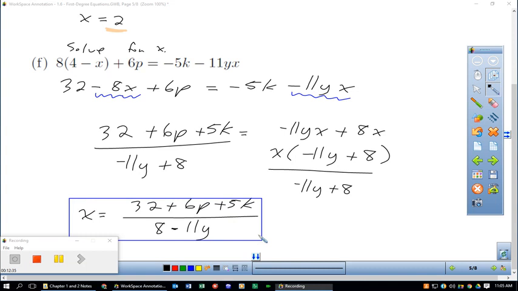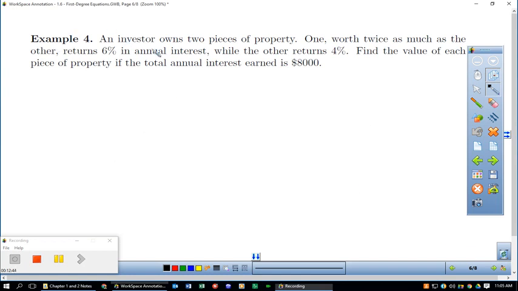Now we have a couple of word problems to look at, and then this section will be finished. Example 4. An investor owns two pieces of property. One, worth twice as much as the other, returns 6% in annual interest, while the other returns 4%. Find the value of each piece of property if the total annual interest earned is $8,000. So we have a total amount of interest. One returns 4%, one returns 6%, and we also know that one of them is worth twice as much as the other.